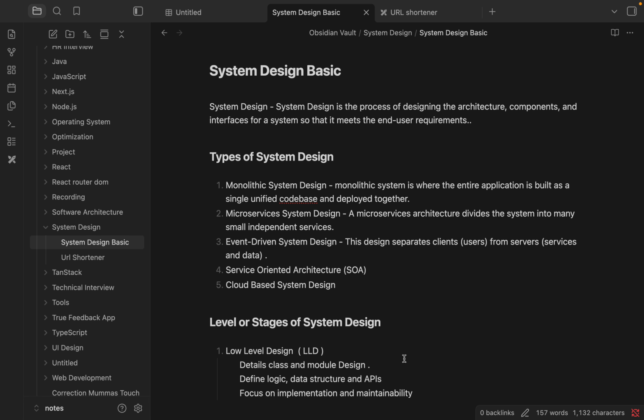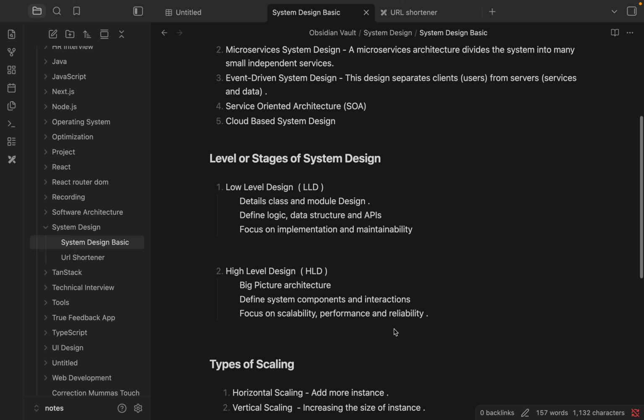Event driven system design means that the design separates the client and server. Now there are also cloud based system design and service oriented architecture.